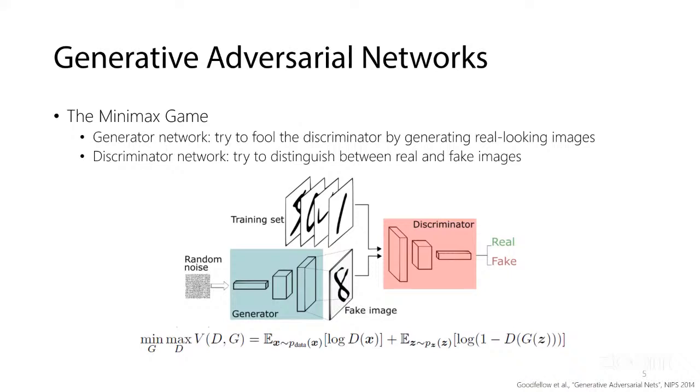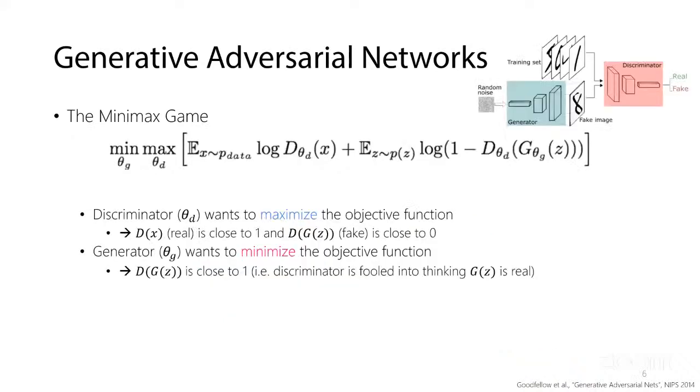Mathematically speaking, this is the loss function that it tries to minimize. Let's break this down into the individual terms. We have the minimax game, where the maximization happens with respect to theta_d. Theta_d is the parameter for the discriminator. So the discriminator is the one that tries to maximize this loss function.